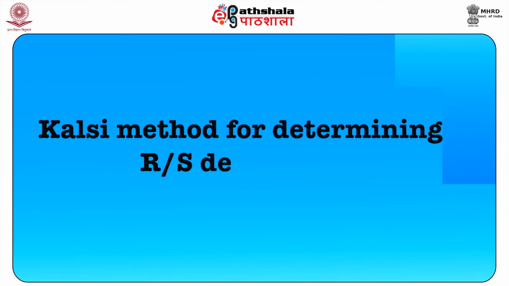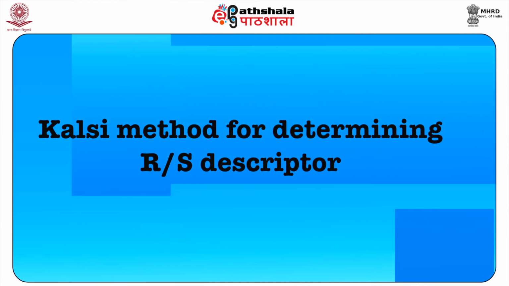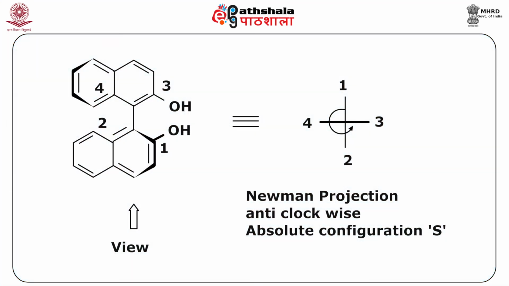Now there is another method, which is the Kelsey method for determining R and S descriptors. In this way of writing biphenyls, we should always view the molecule from the bottom side of the axis. That is according to what is shown in the figure here. Now if you see the molecule from the bottom side of the configuration and you put 1, 2, 3 according to the CIP rules for the substituents, you can see here that the configuration that you get is again anti-clockwise, which is S. Now always write the bold line as vertical. That is the Kelsey method of determining the absolute configuration.